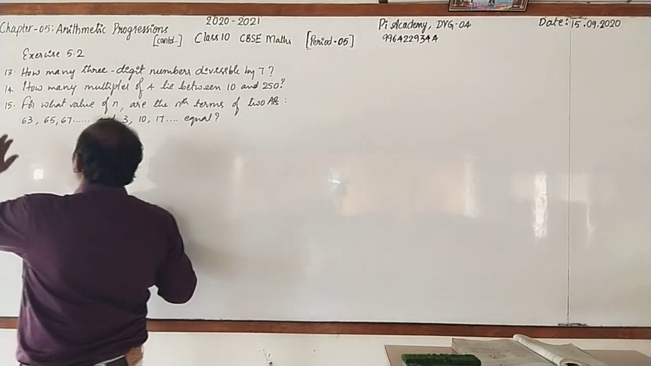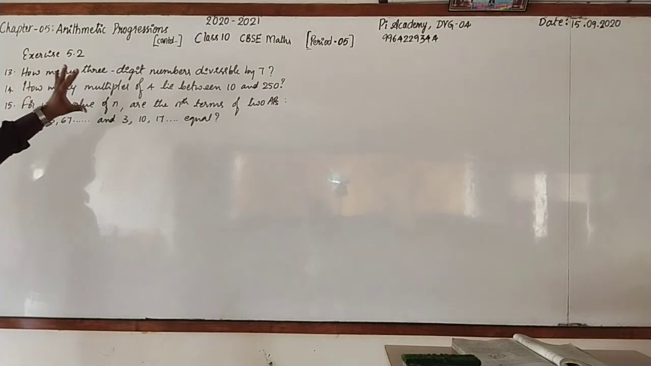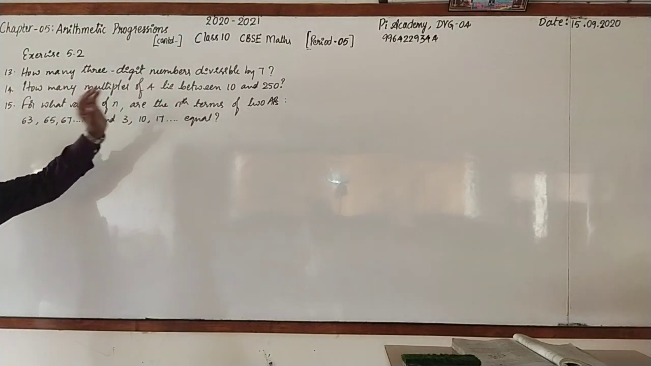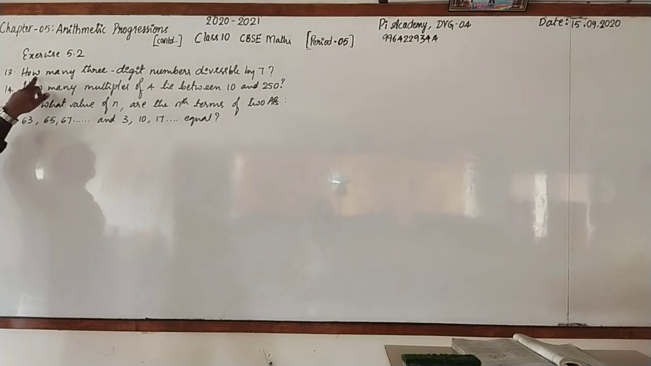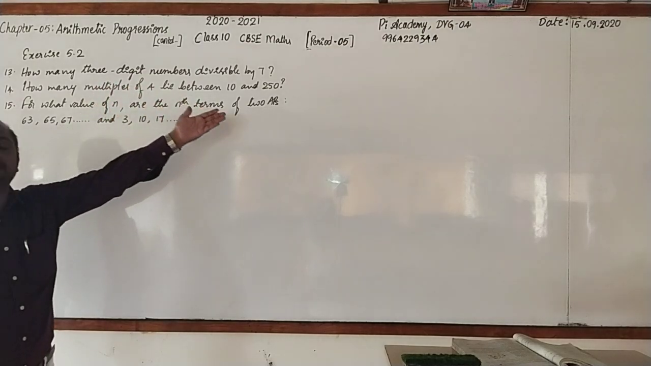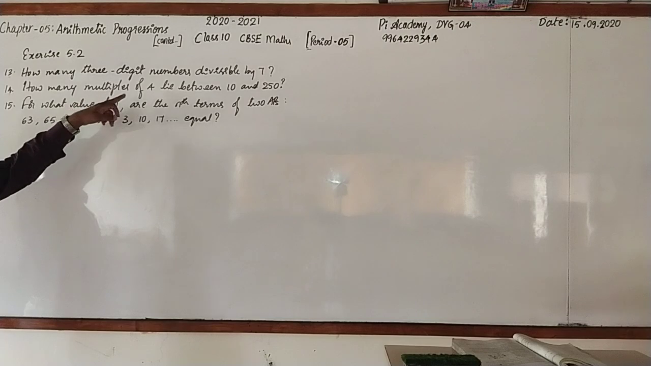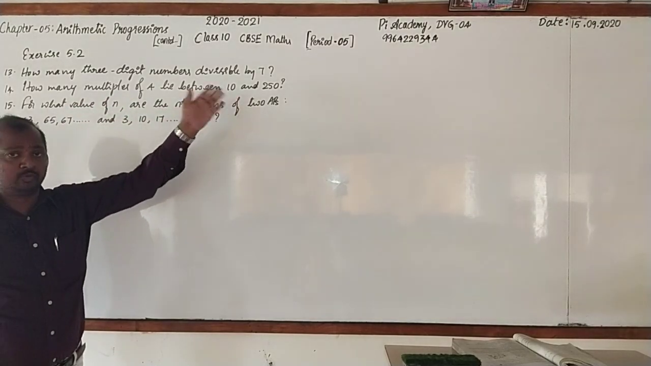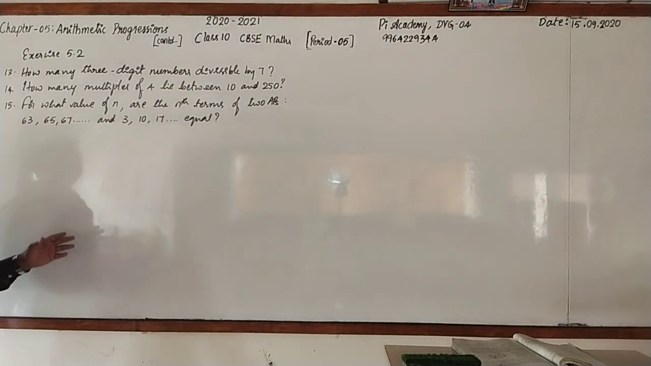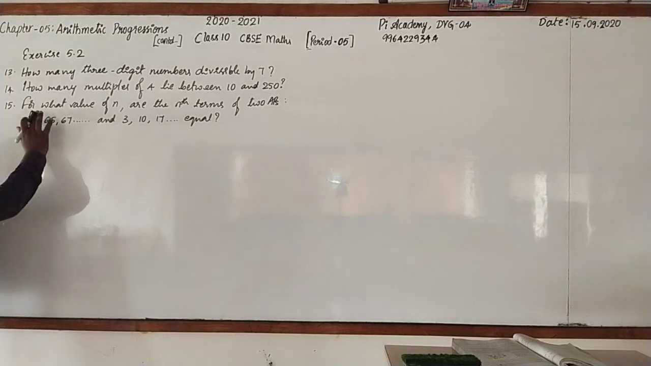Dear students, go through 13th one and 14th one. These two have already been solved in worked examples only. See, the first one is how many 3-digit numbers divisible by 7? Even it was given in the test as well. Then how many multiples of 4 lie between 10 and 250? Both were over. You can go through those worked examples. Now, let us focus on 15th one.